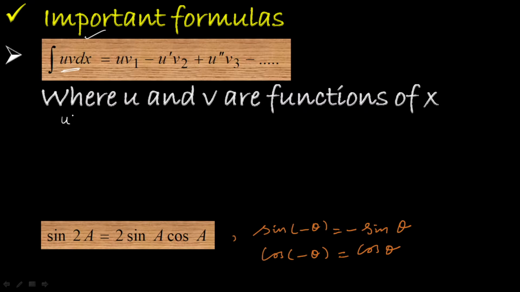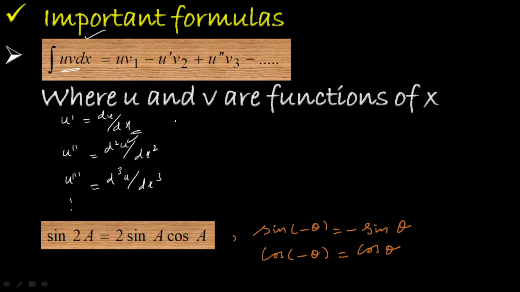Here u dash, u double dash and u triple dash etc. represent the successive derivatives of u. That means u dash is nothing but du by dx, u double dash is nothing but d square u by dx square, and u triple dash is nothing but d cube u by dx cube etc. Which means u dash means you have to differentiate u once with respect to x. u double dash means you have to differentiate u twice with respect to x, like that.